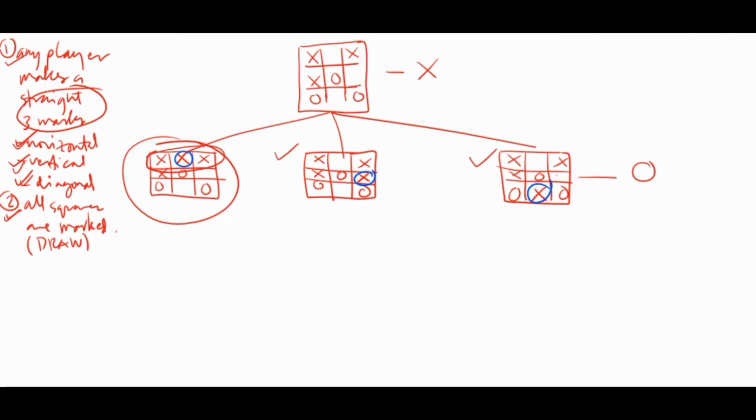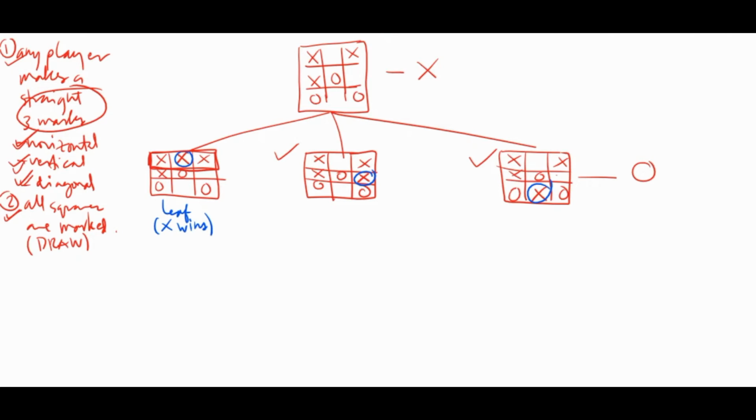So for this game state, player X has already made a straight 3 marks and therefore this is considered a leaf node. So this is a leaf, meaning that's the end of the game, and the result here is X wins. So in this game state, player O cannot make any more move because the game is over in this game state. So we consider the next game state.